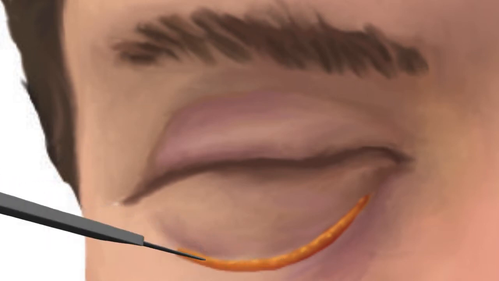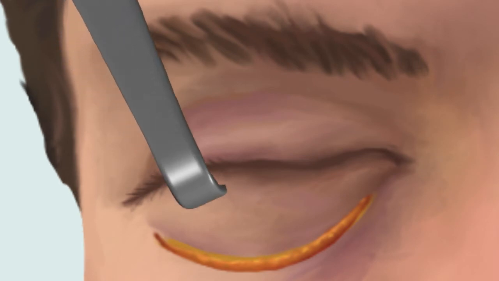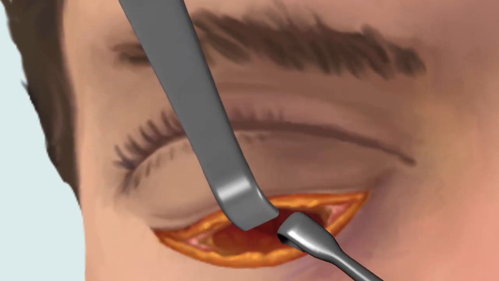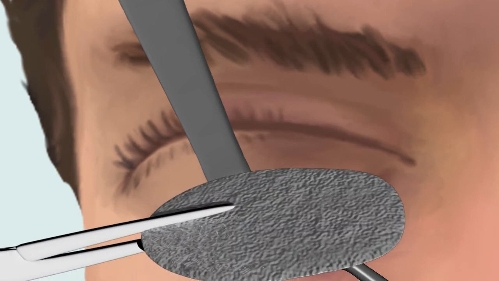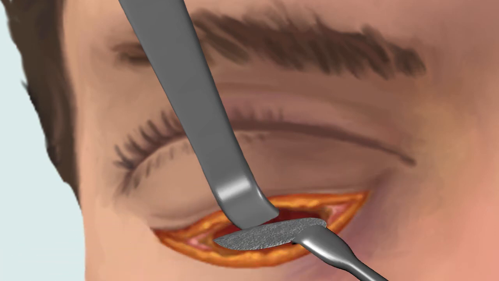The eyeball can then be gently squished up for a view of the fracture. The floor of the orbit is then reconstructed, followed by the placement of a mesh plate. The surgery is then completed with the eye put back in place and the incision closed up.